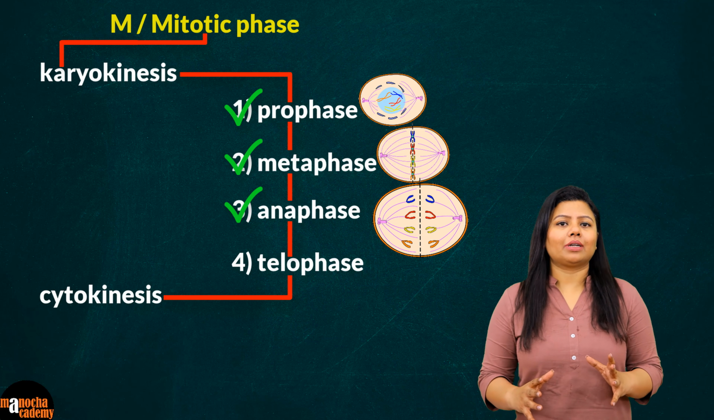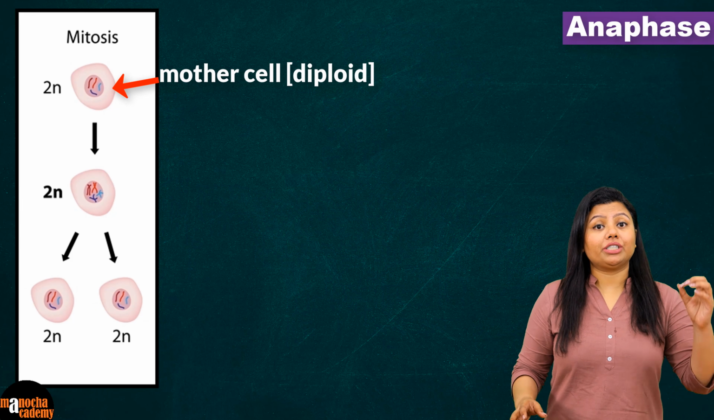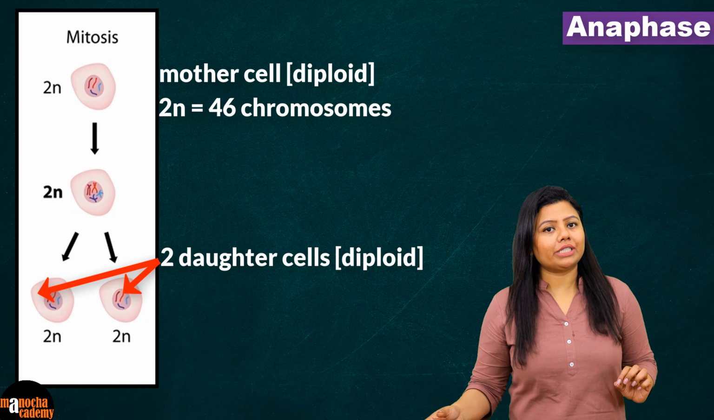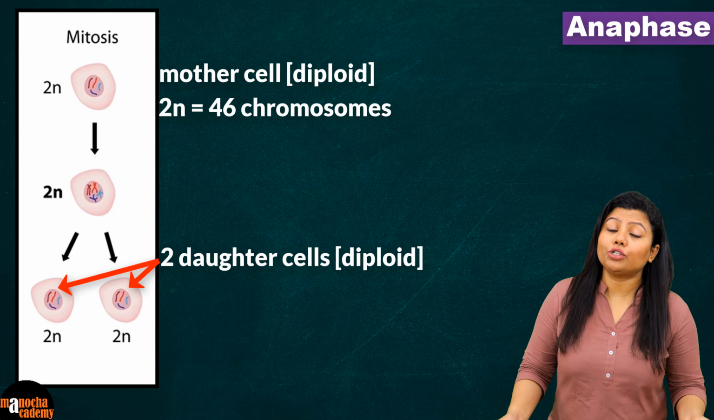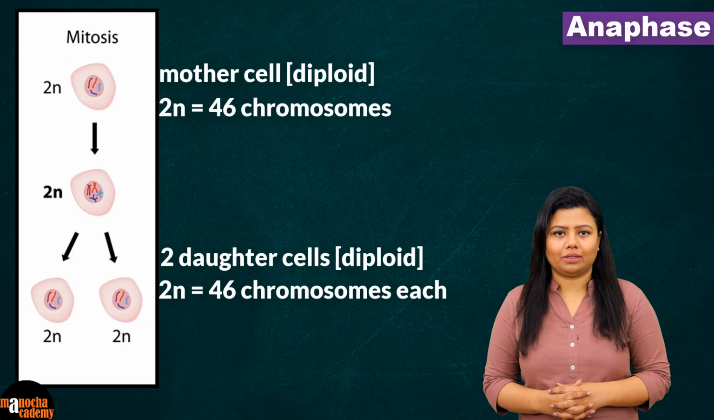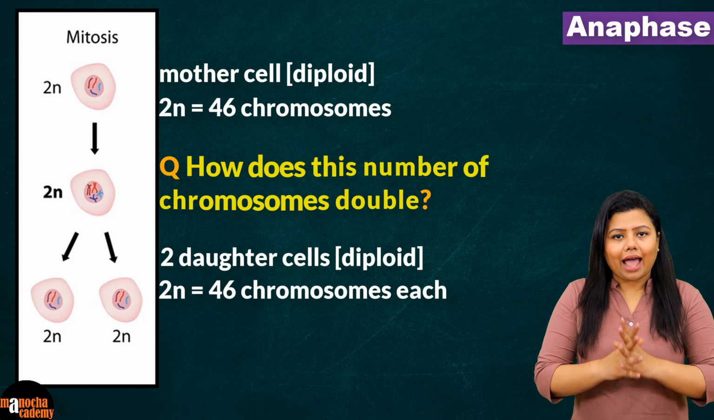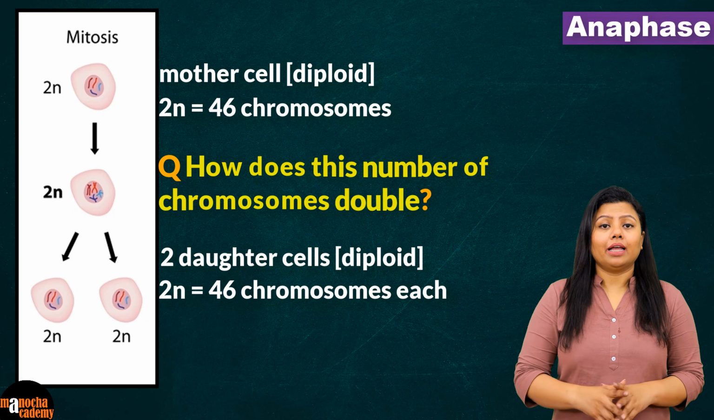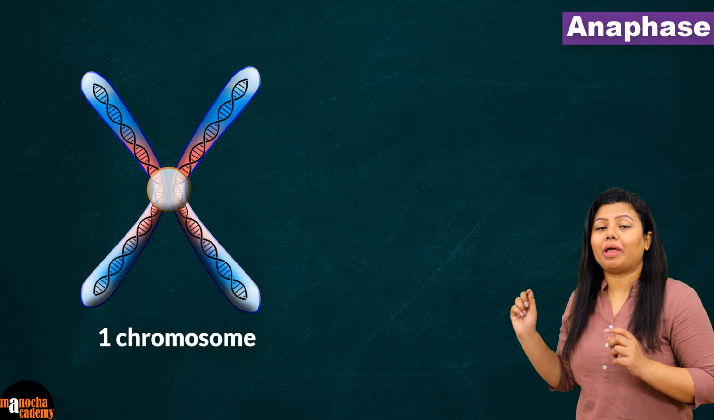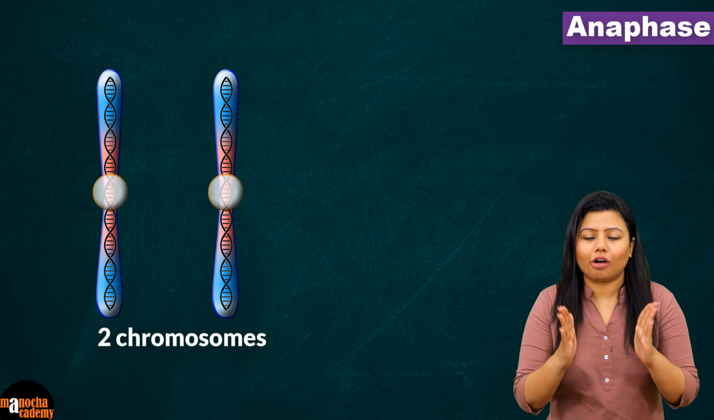Now if you remember, we had discussed that during mitosis, the mother cell, which is diploid in nature, contains 2n number of chromosomes, and both the daughter cells are also diploid in nature and contain 2n number of chromosomes each. So how does this number of chromosomes double? In anaphase, enzymes like separase break down the centromeric region, thereby separating the two chromatids of the chromosome.